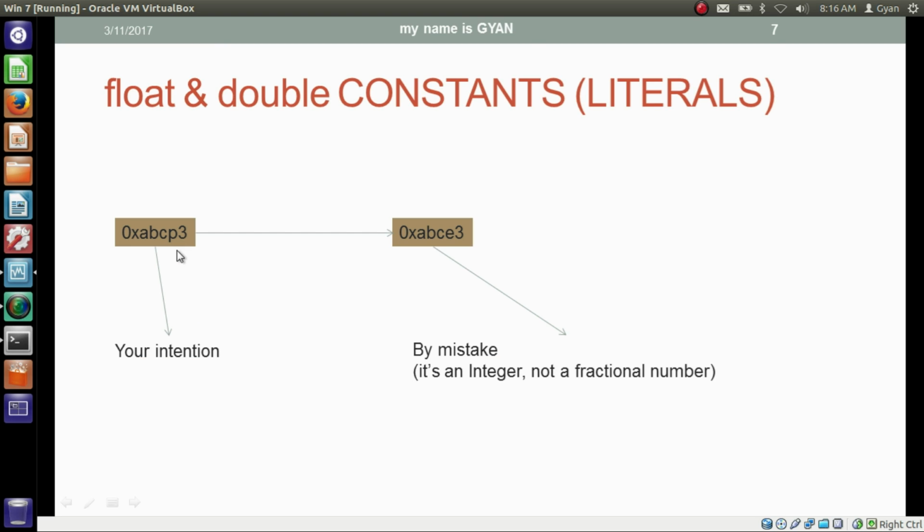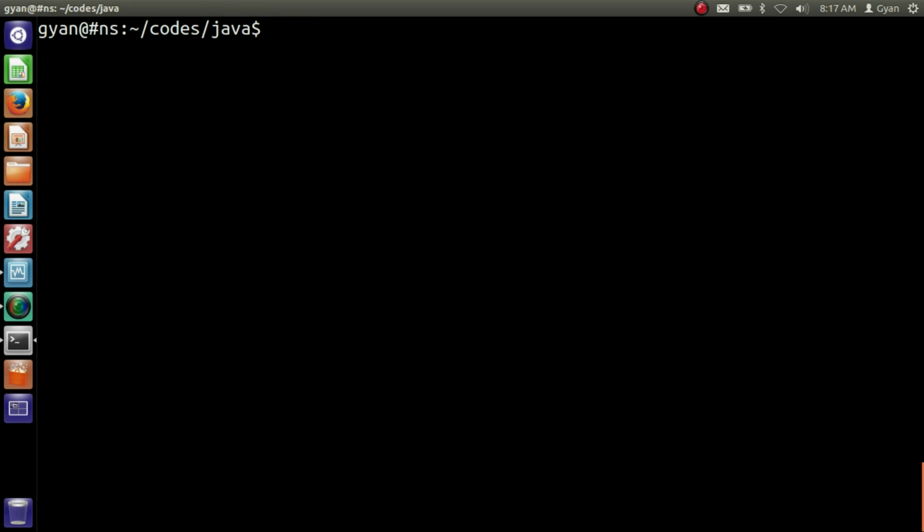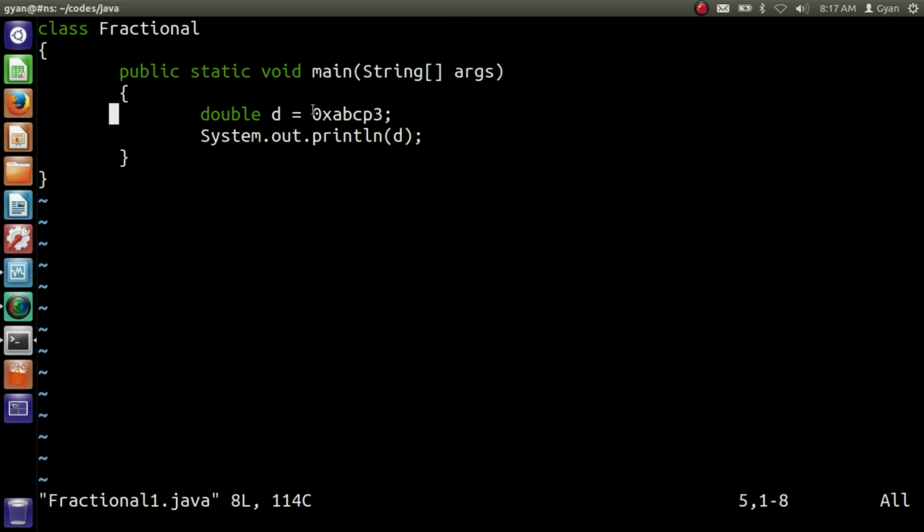The task for you is to apply all these literals and see what the compiler is saying. By mistake, if you write E instead of P, then it may result in a very unexpected value. Let me write 0xabce3 instead of 0xabcp3 and check what it results. Let's open the file fractional1.java, and for now we have the literal 0xabcp3 stored in the double variable D. By default, this literal is a double, and then we are printing the double variable.